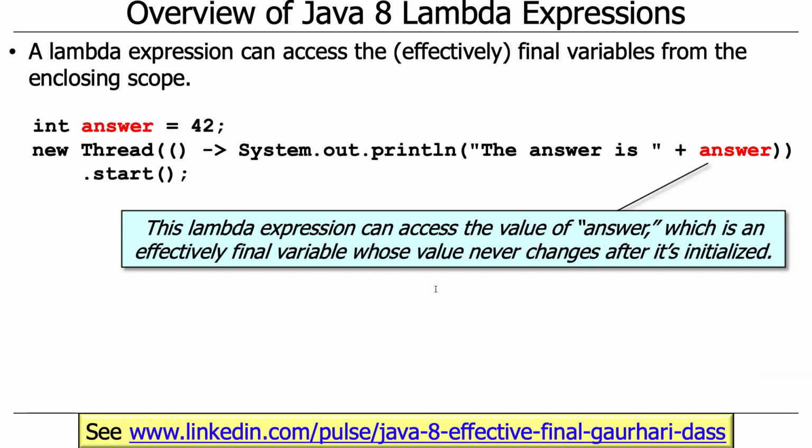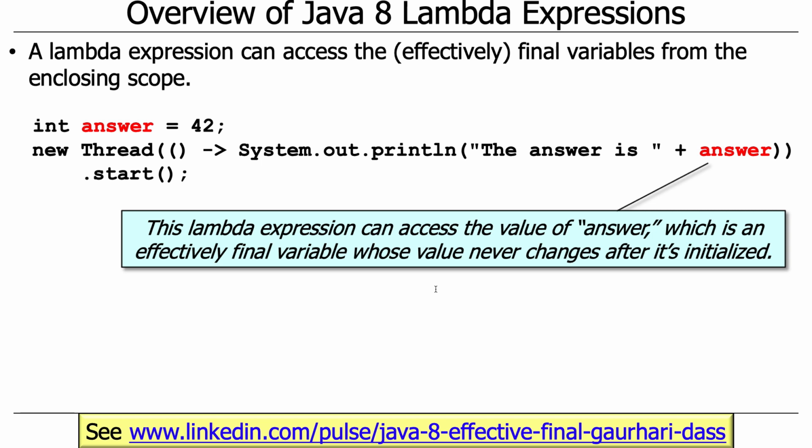Some other cool things you can do with Lambda expressions: you can actually have the Lambda expression access variables from the scope in which the Lambda expression appears. And these are called effectively final variables, and I'll talk about what an effectively final variable does in a second. So here you can see we have some local variable answer, which of course has the magic number 42 from the Hitchhiker's Guide to the Galaxy. We then make ourselves a new thread, and here we're going to say "the answer is" plus answer. So this is concatenating the value of answer into this particular string.